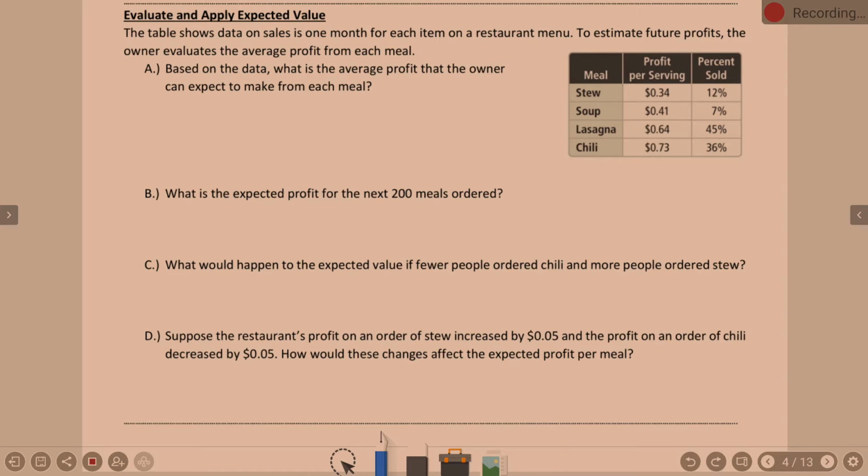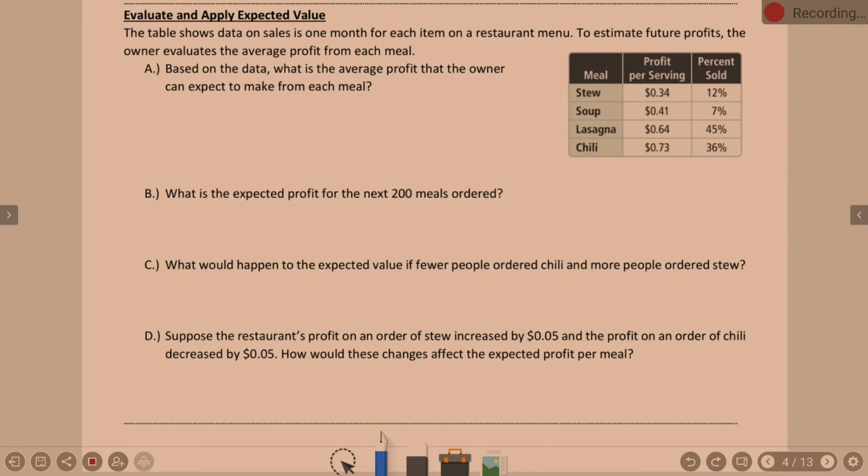To estimate future profits, the owner evaluates the average profit from each meal. When someone orders stew, they're getting 34 cents profit per serving, and the percent sold stew is 12% of what they sell. When someone orders soup, it's 41 cents profit per serving, and that's 7% of what they sell. Lasagna, 64 cents profit per serving, and that's 45% of what they sell. And then chili is 73 cents profit per serving, and that is 36% of their sales.